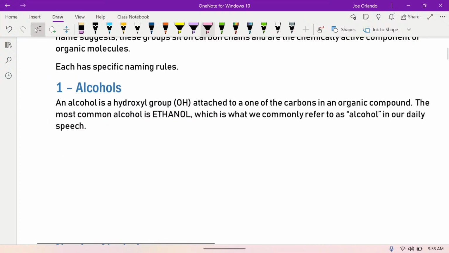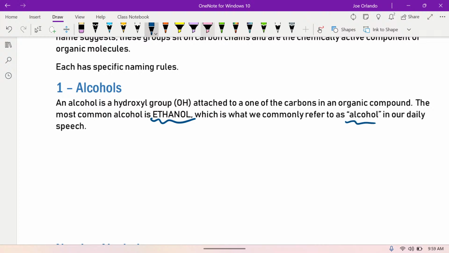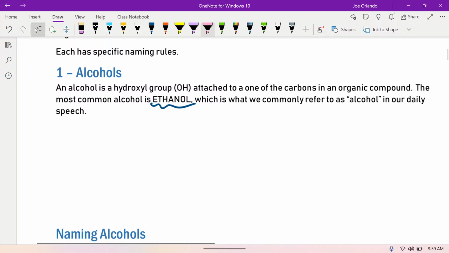So we'll look at an example, which is ethanol. Ethanol is interesting because it's just one example of an alcohol, but this is actually what you commonly refer to as alcohol, because this is the primary component you get when you let yeast ferment sugars in the absence of oxygen. We'll talk about that in biology class. In other words, when you do wine making or beer making, the main alcohol that gets produced is this one, ethanol.